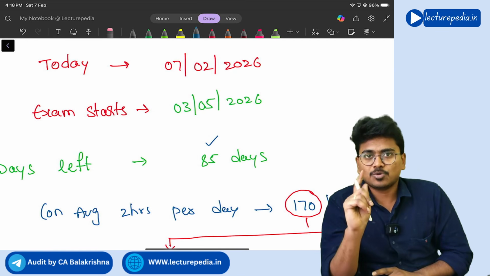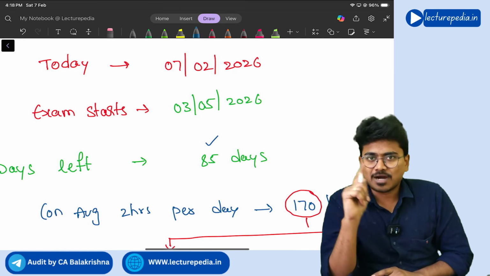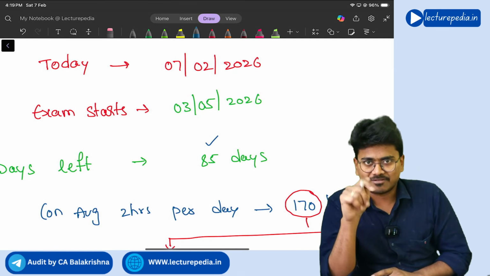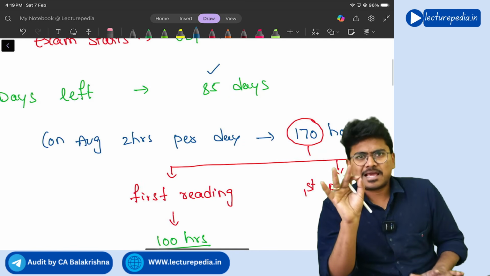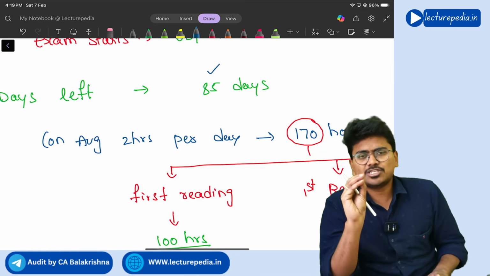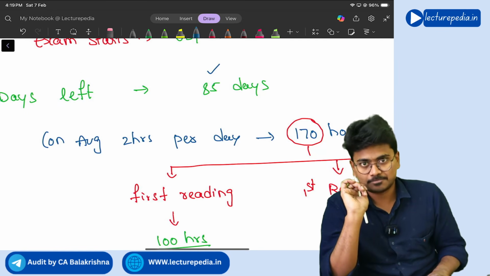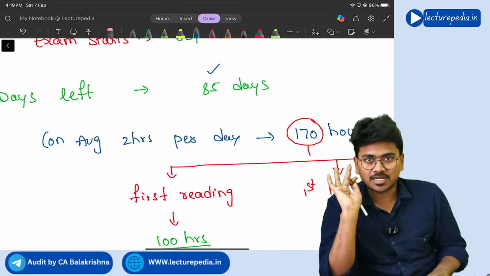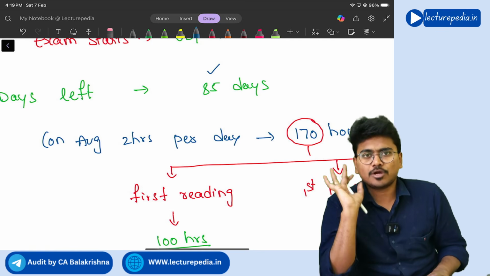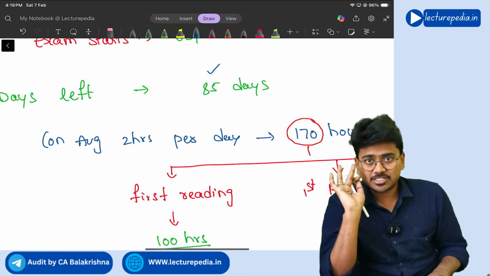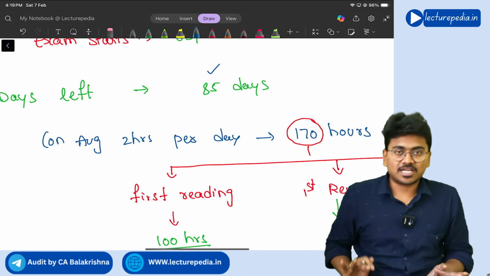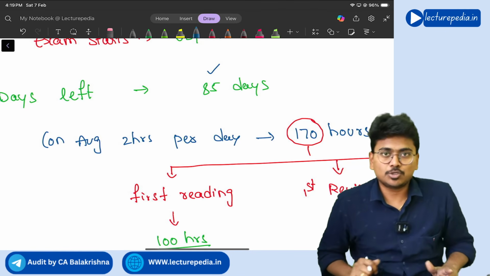You don't have only the audit subject. You have other subjects also to prepare, right? So at max, you can give 2.5 hours to 3 hours per day for audit. 3 hours also you can't give. Max 2 hours, 2.5 hours you can give for preparation of audit. If you have given 2.5 hours, in that effectively you can read 2 hours only.